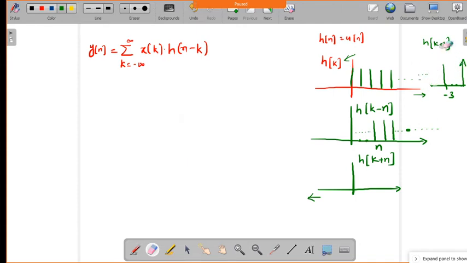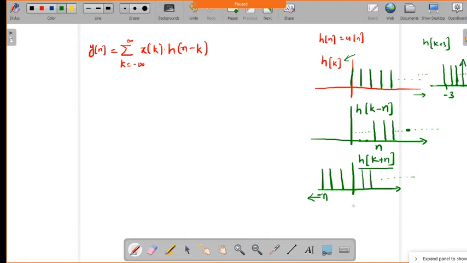If I shift the signal to k plus 3, up to the value of minus 3 it will be shifted, and then it will go on further to infinity. Similarly, if I shift the value by n, it will go n units in the negative direction, and again the signal will continue like this. Now if I take this h of k plus n and reflect it, what will be the resultant one?